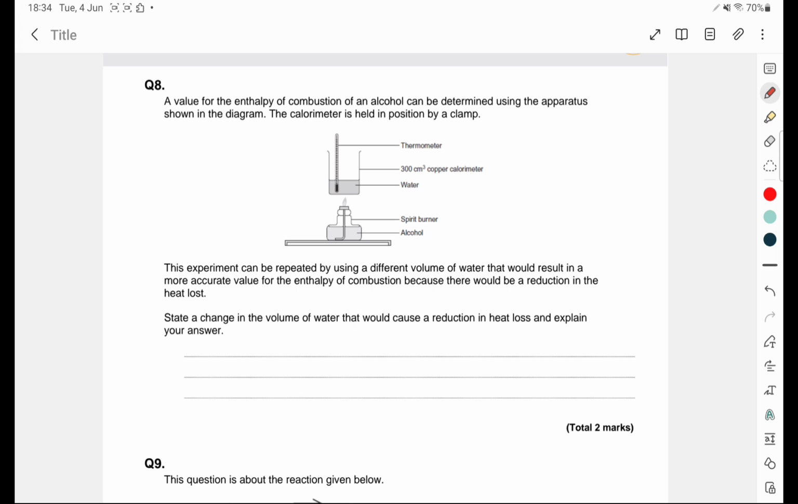So what we want to be able to do then is minimize the temperature increase. Well, how can we minimize the temperature increase by only changing the volume of water? Well, the larger the volume of water, the lower the heat loss will be, because the larger the volume of water, the lower the temperature rise will be for the same amount of energy transferred. So our answer is increase the volume, and therefore there will be a smaller increase in temperature above room temperature.